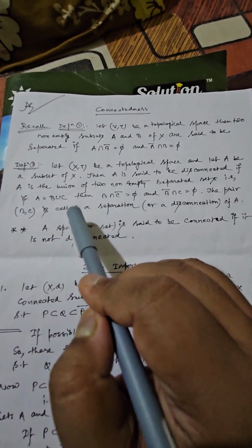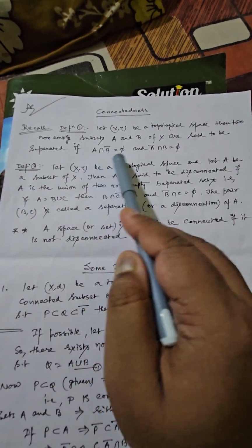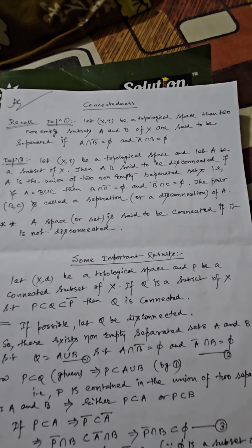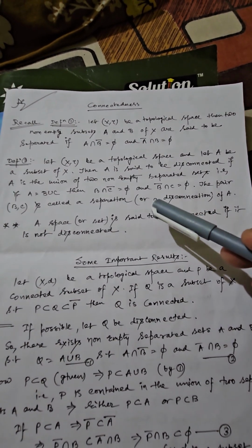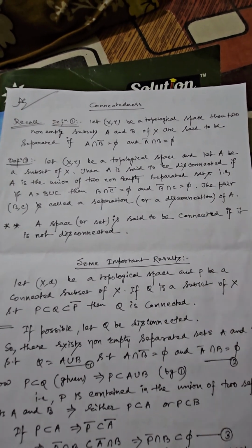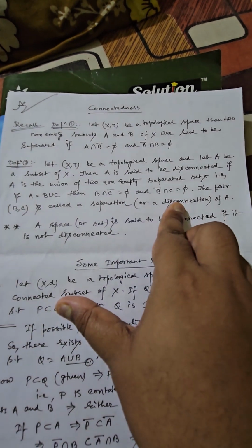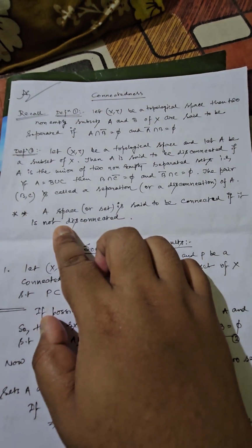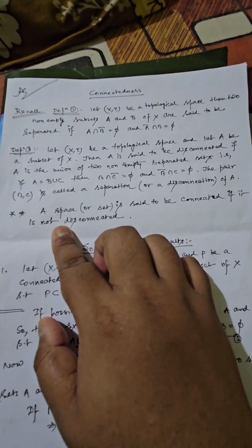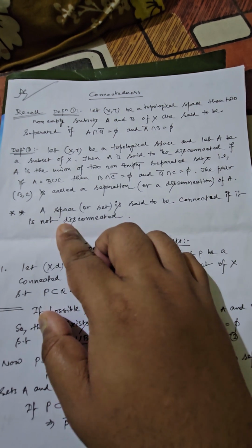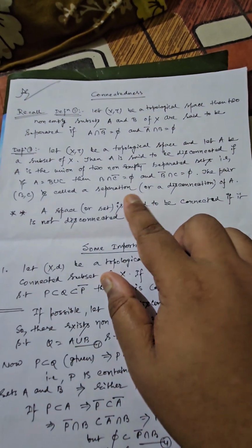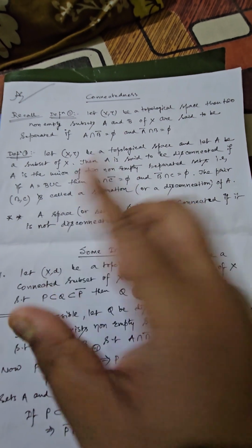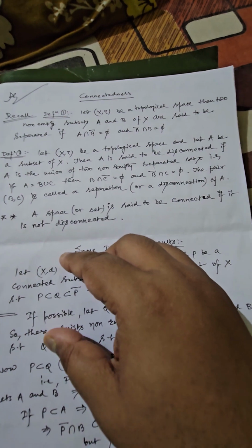So technically for B and C you must have this criterion. If A can be written in the form of B union C, then we must have B intersection C bar is equal to phi and B bar intersection C is equal to phi. These two conditions are simultaneously true. Then we can say definitely that the set A, whatever we have chosen from the topological space X, is nothing but a disconnected structure. So here the pair B, C is considered a separation, or better to say, a disconnection of A.